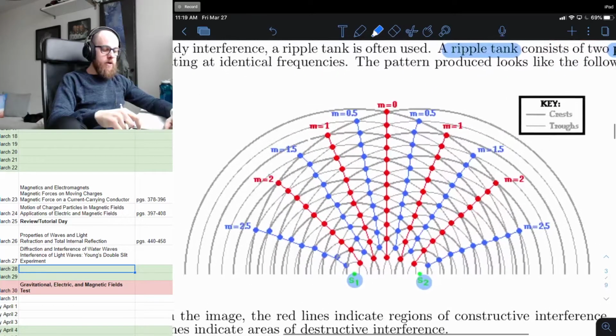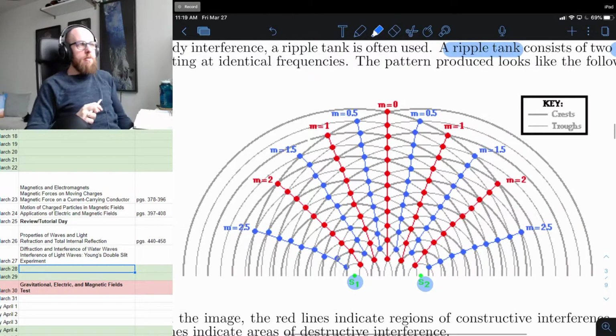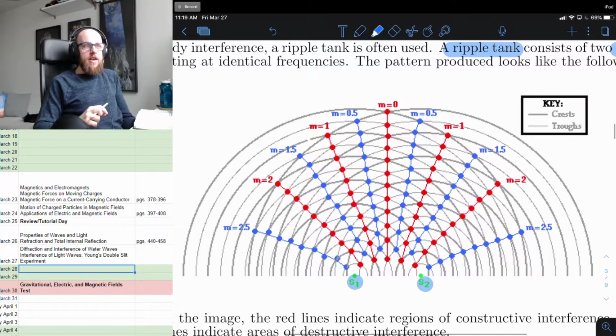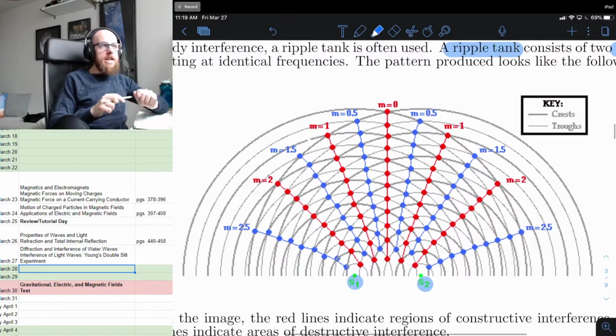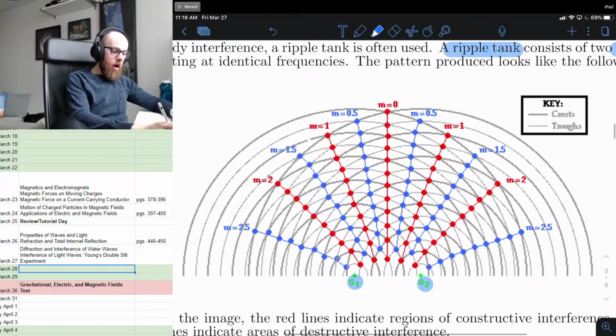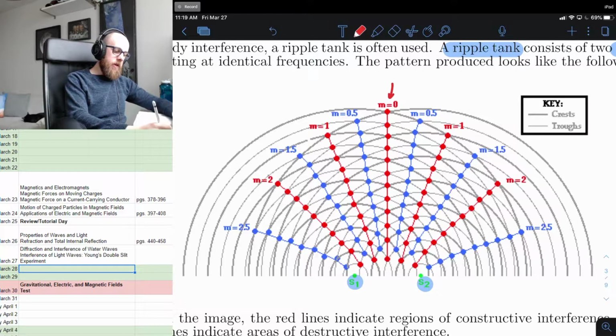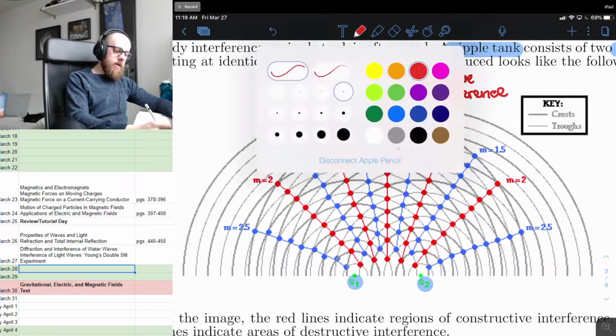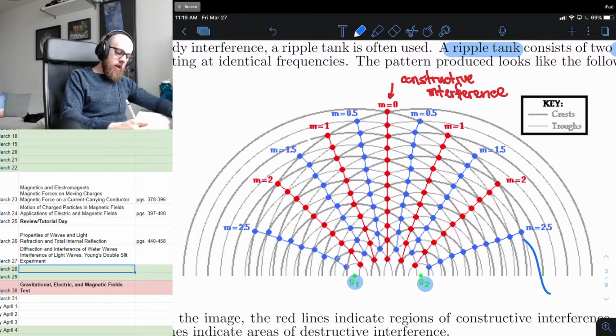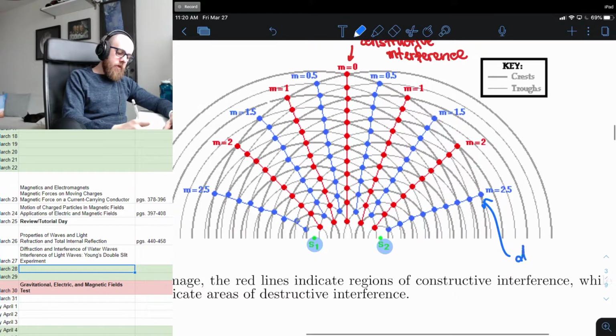Now the pattern produced looks like this. Okay, now this is a fairly complex pattern, but there are some main takeaways here. Okay, so all of the red lines indicate areas of constructive interference. All right. All of the blue lines indicate regions of destructive interference.